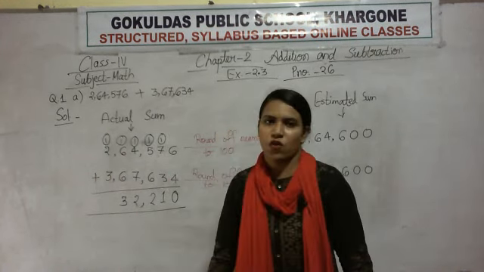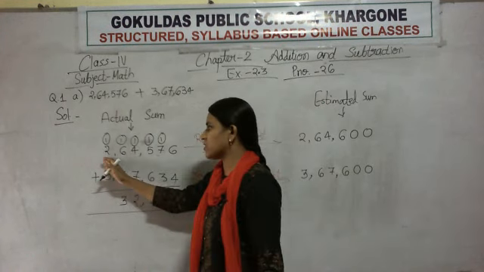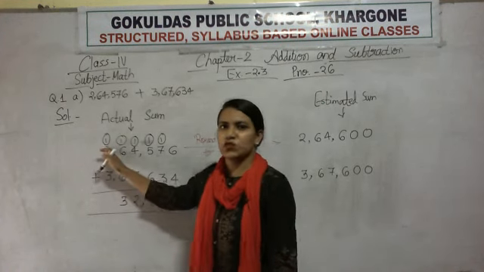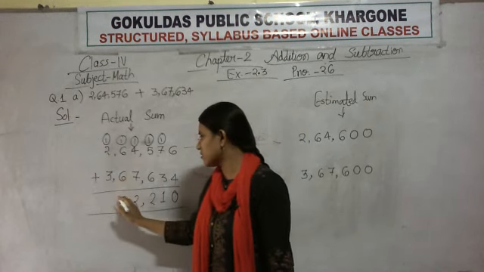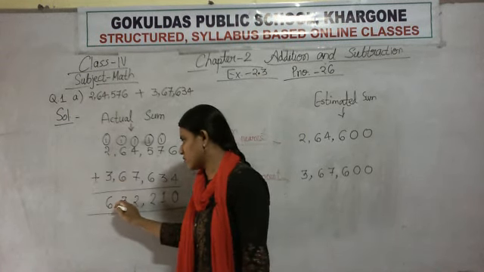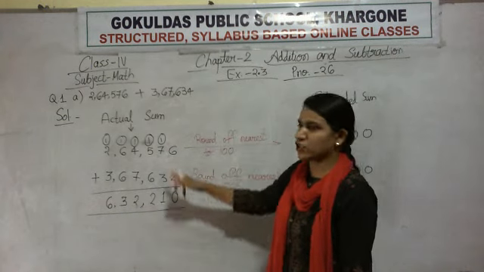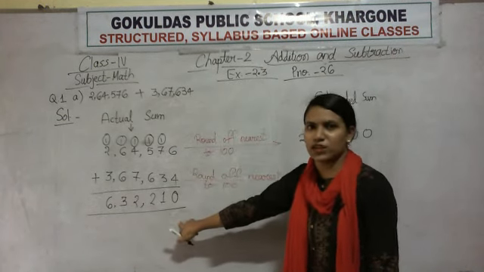Now add the digits of the last column, that is 1 plus 2 plus 3. 1 plus 2 is 3. 3 plus 3 is 6. Okay, so it is our actual sum.